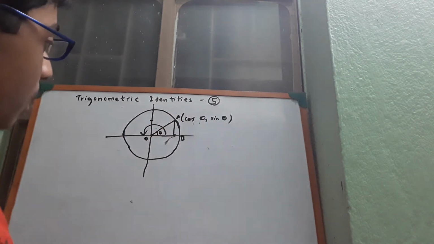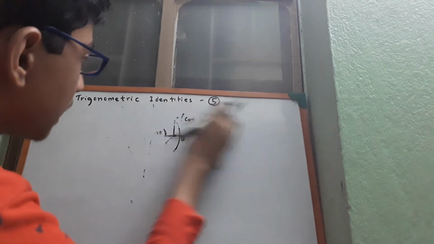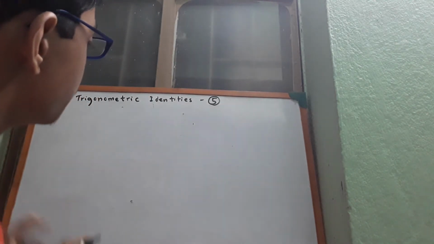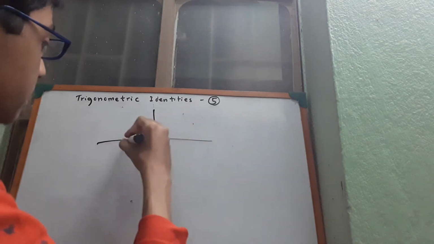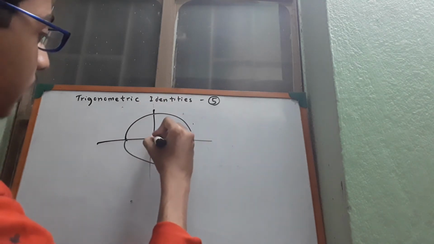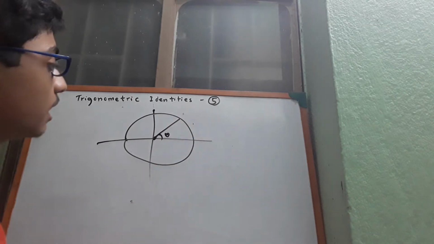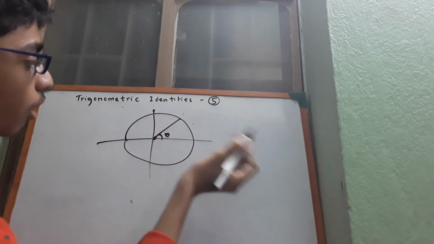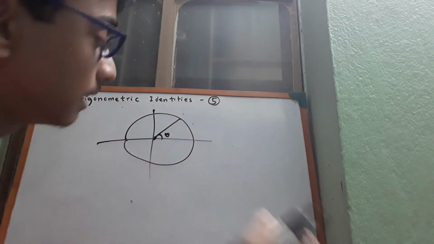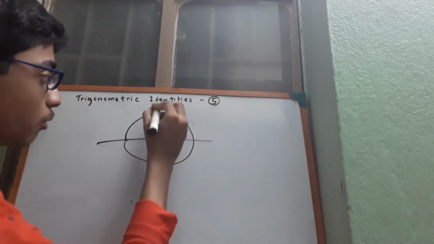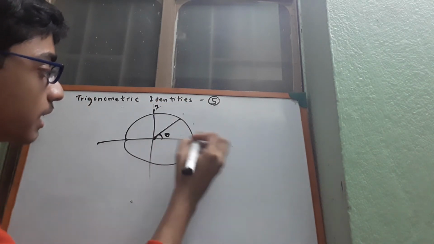But a more beautiful, a nicer definition of sine theta and cos theta in the circular system of trigonometry would be to just consider a circle here. Draw any radius such that this angle is theta. So what is sine theta? Sine theta would be the projection of this radius on the y-axis. This is the y-axis and this is your x-axis, right?